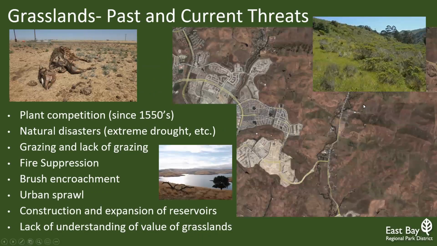There are a lot of past and current threats and pressures to California grasslands, which are listed on this slide. I think the biggest one we can all relate to is the urban sprawl happening in our two counties. This is a picture of Dublin sprawl into grasslands.